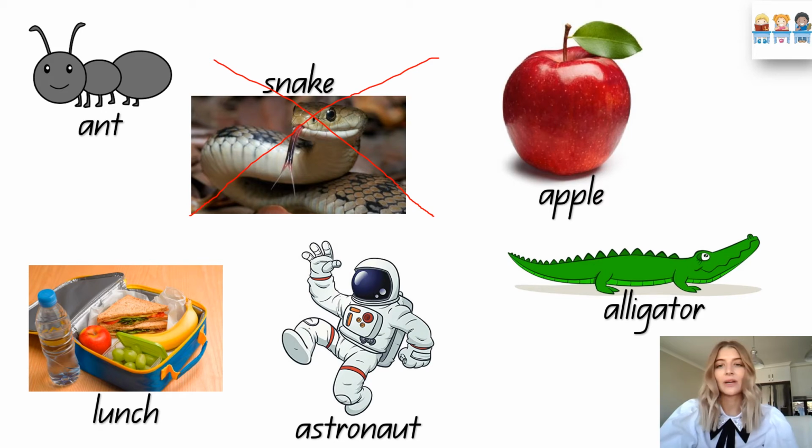Okay, let's look at this one. Apple. It does start with a letter A, ah for apple, so we can leave that one. Let's go down here. Alligator. The first sound is ah, letter A, we can leave that one. What about this one? Astronaut. Yep, that's a letter A word. It says ah for astronaut. Last one, lunch. Does that start with an ah? No, let's cross that one out.